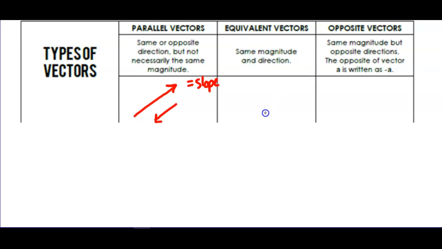Equivalent vectors mean they're going the same magnitude and the same direction. So you could have two identical vectors, same magnitude, same direction. You know, maybe one started at the origin, one started to the right of the origin. All right, opposite vectors have the same magnitude but opposite directions. So if one's going this way, the other one would be the same length, but the arrow would be on the other end. So if this is vector A, this is called the opposite of A.